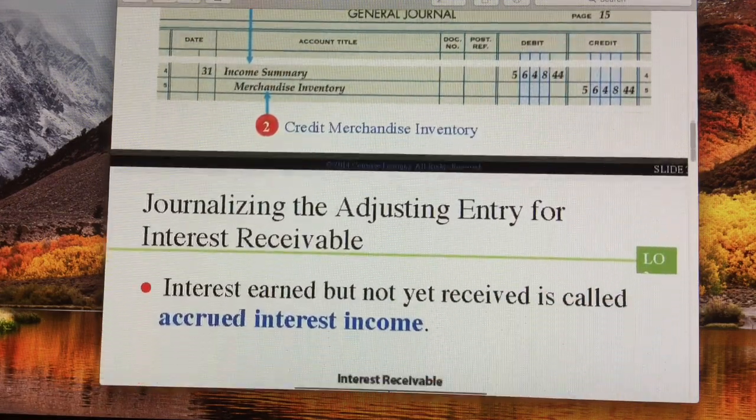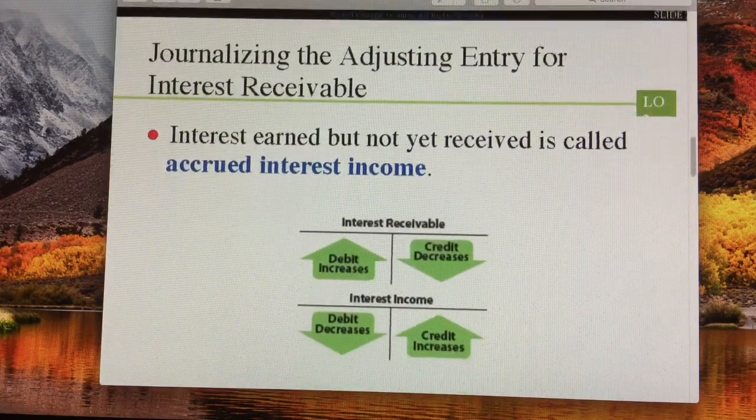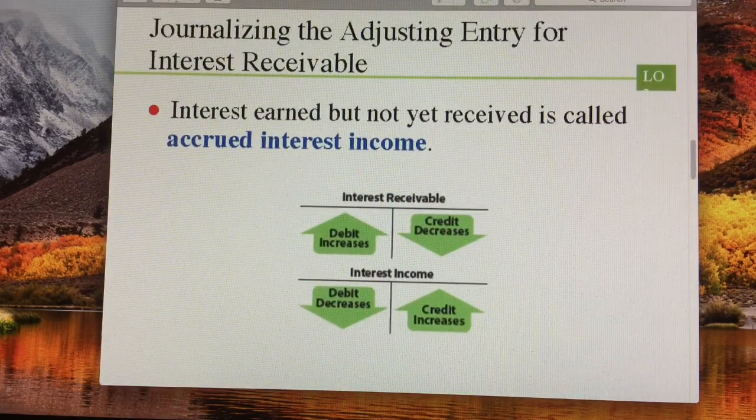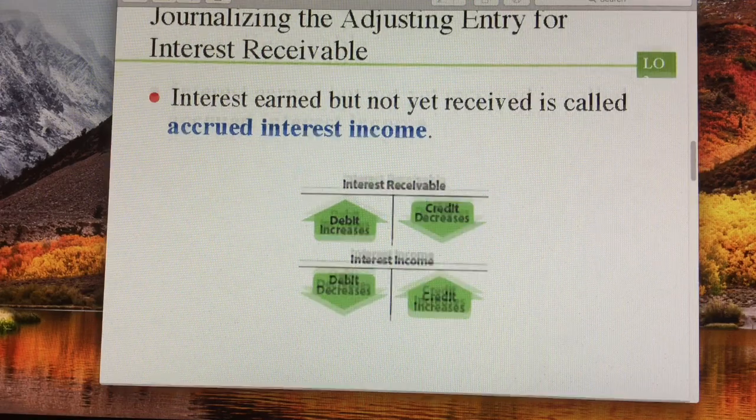Journalizing the adjusting entry for interest receivable. Interest is earned but not yet received. It's called accrued interest income. So what that means is that something was provided on credit, and at the time that you journalize it, you journalize the sale, but you have not journalized the additional interest income. So the two accounts here are interest receivable, receiving the interest, and interest income, accounting for the additional money that is going to be added to your revenue.